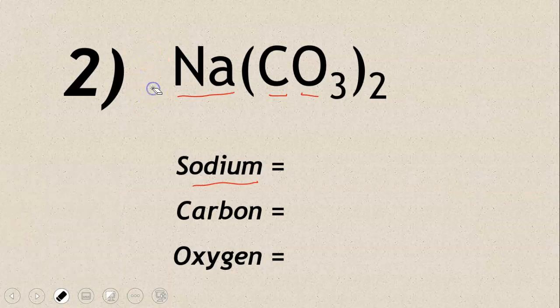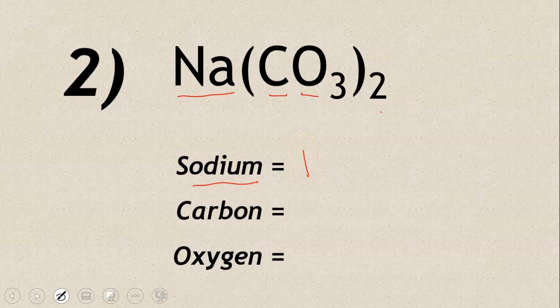I'm going to erase my little box there. So there's no coefficient. There's no subscript after the Na. So we have to assume that there is just 1 Na. Now this 2 over here doesn't affect the Na in any way because that is outside the parentheses, and so it goes with things that are inside the parentheses. It goes with whatever comes immediately before it. So there is 1 sodium atom.